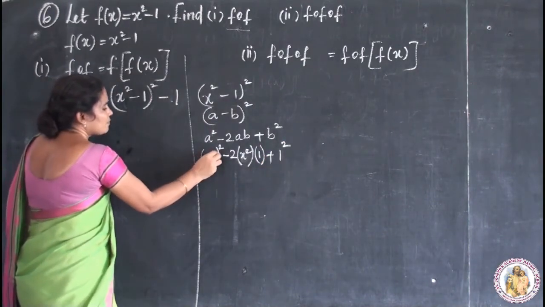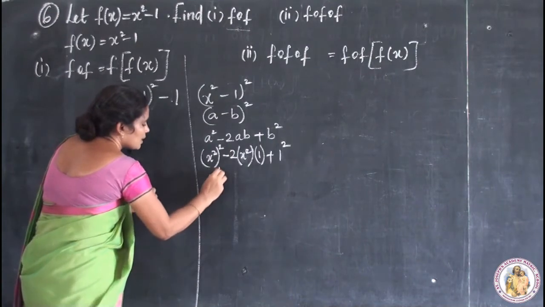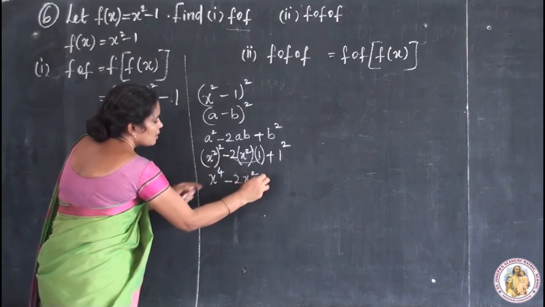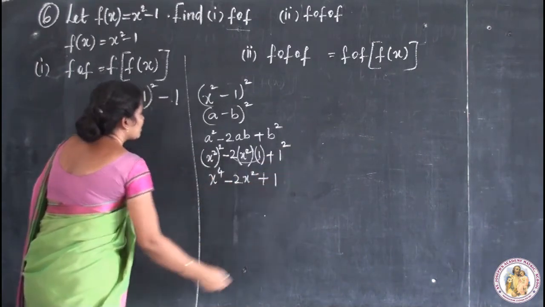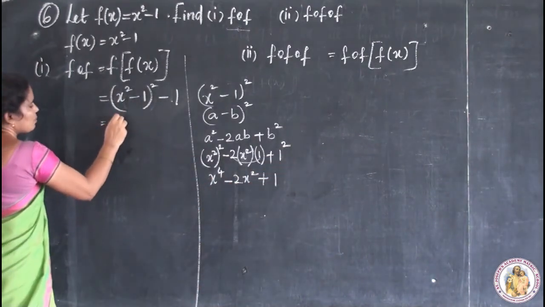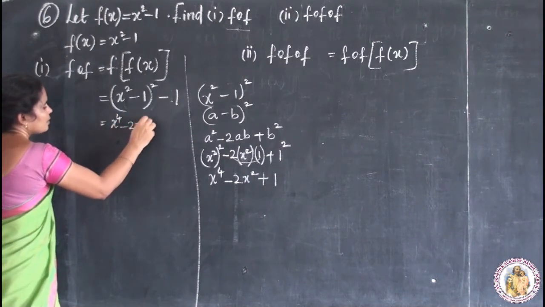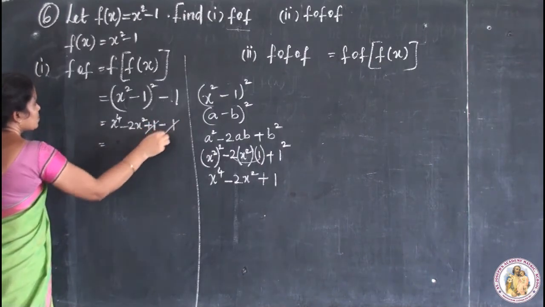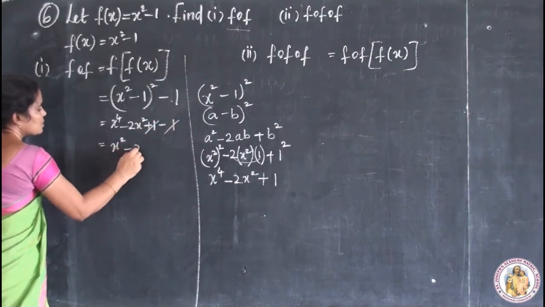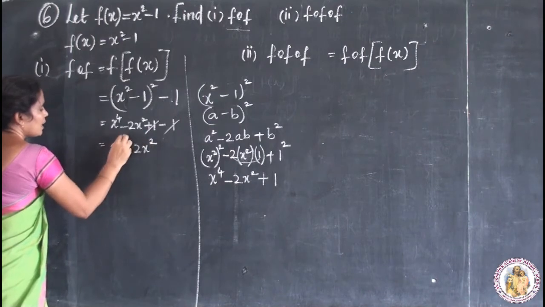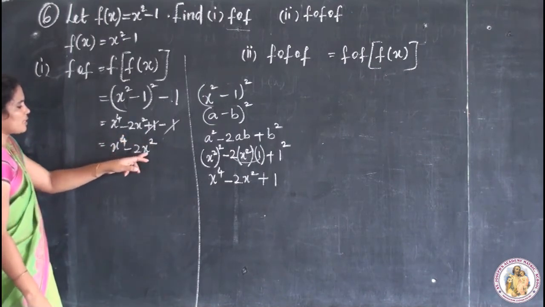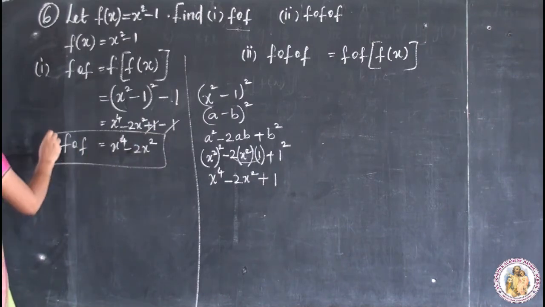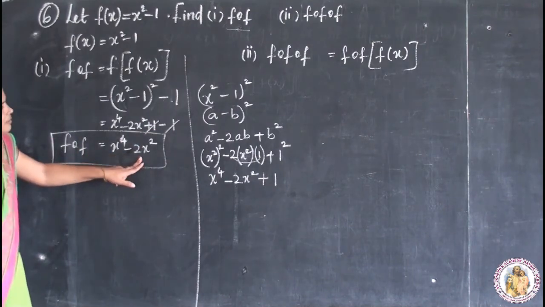x square squared is x to the power of 2 into 2, so x to the power of 4, minus 2 ones are 2, 2x square, plus 1 into 1, that is 1. So x to the power of 4 minus 2x square plus 1, and this minus 1. Plus 1 minus 1 cancels. So f of f is equal to x to the power of 4 minus 2x square.